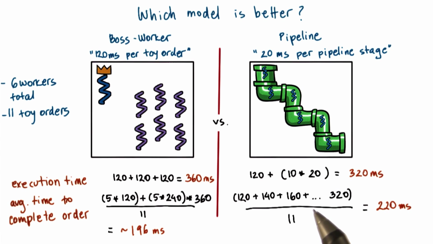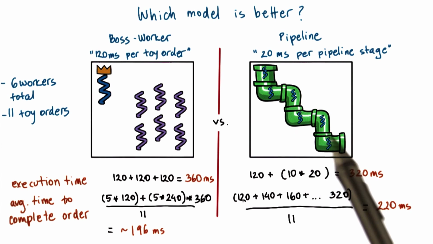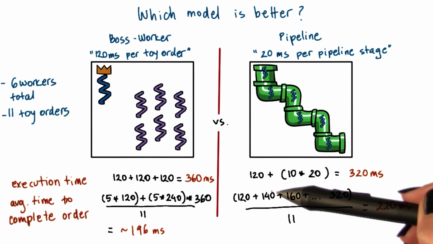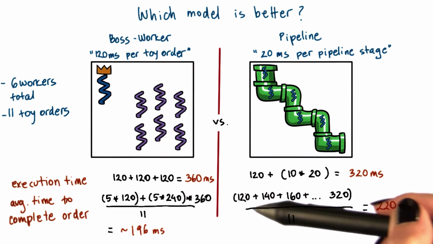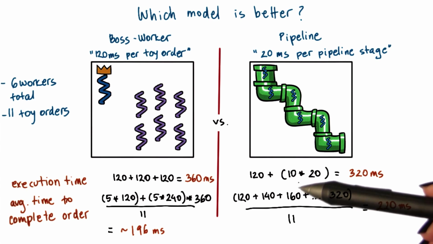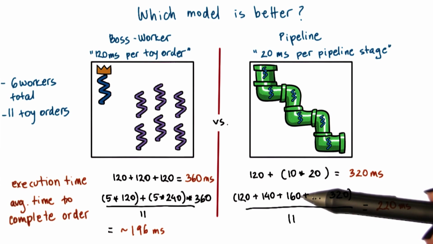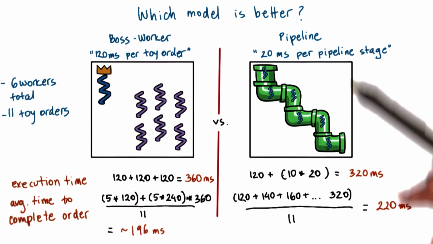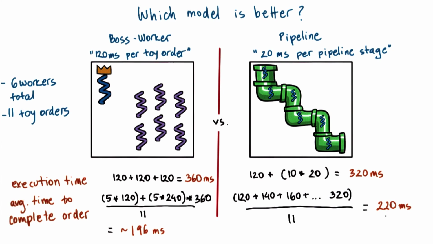If we take a look at the pipeline model, the first order took 120 milliseconds to complete: 6 pipeline stages times 20 milliseconds. The next one was already in the pipeline, and once the first order completed, it had to finish the last stage of the pipeline, so its completion time will be 20 milliseconds longer, so 140 milliseconds. The one that came after that, another 20 milliseconds longer for 160, and so on until the very last order, which will take 320 milliseconds. So the average completion time for the pipeline model is 220 milliseconds.